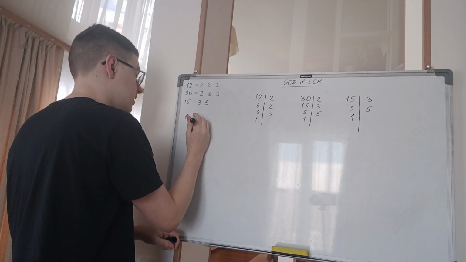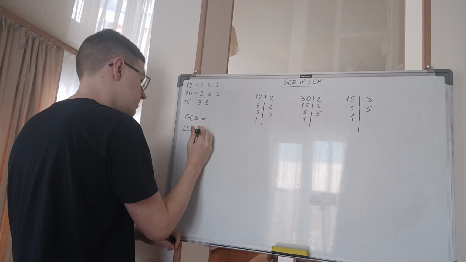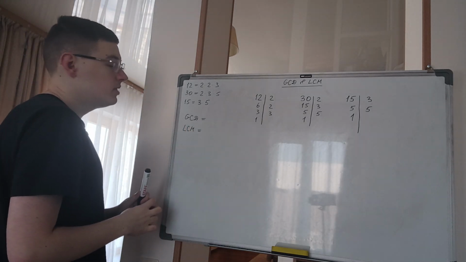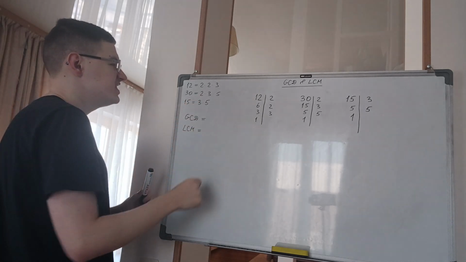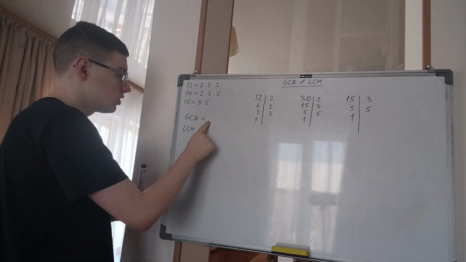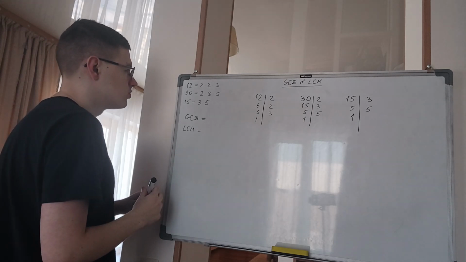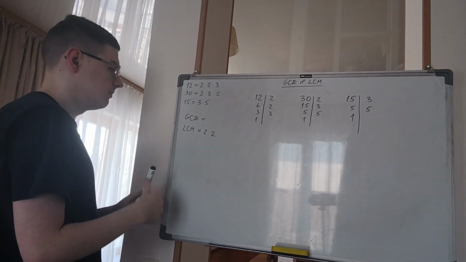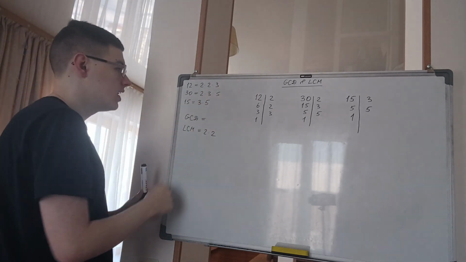Okay. Let's find out the GCD, the greatest common divisor, and LCM, the least common multiplier. So the minimum number of occurrences of 2 is 0, since 15 does not contain 2. So we do not write 2 in GCD. However, we write 2 two times in LCM, since the maximum number of occurrences of 2 is 2, in 12.